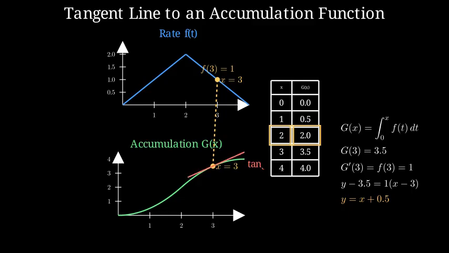Let's draw the tangent line on the accumulation graph so we can see it touching the curve at x equals 3. So the key idea is simple. The point comes from the accumulation value, and the slope comes directly from the rate. That gives the tangent line.